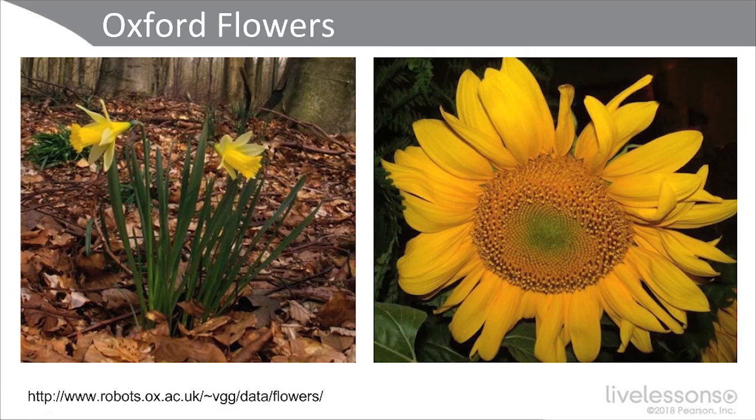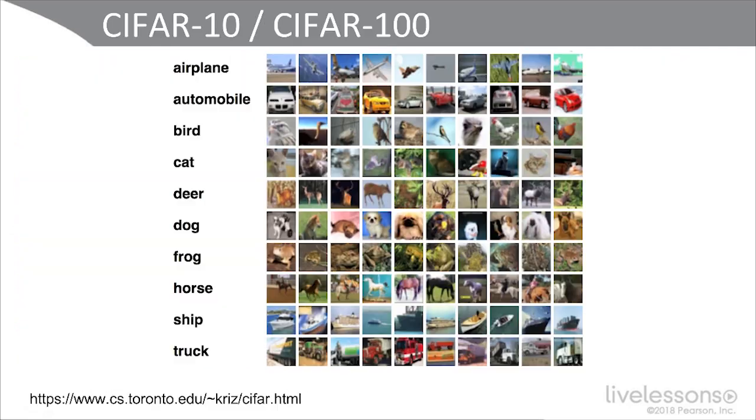I think we have some buttercups here, some dandelions. I'm not very good at distinguishing flowers. Networks tend to be better. They had a lot more training data than I do.